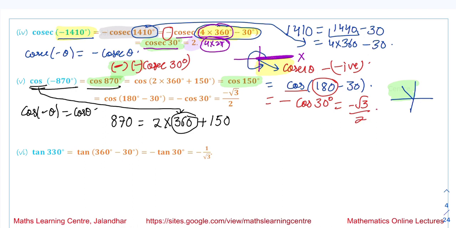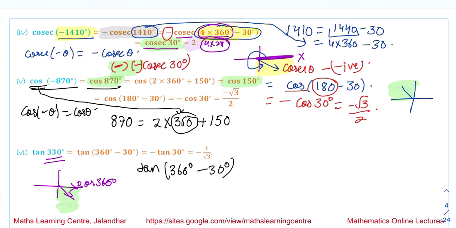Next is tan of 330 degree. So this 330 degree angle over here, this is 0 or this is 360. It means this is lying in this quadrant over here. This angle is lying in the fourth quadrant. So we are writing this is equal to tan of 360 degree minus 30 degree. Clearly this lies in this quadrant where tan is negative. So the answer we obtain is negative, and it is tan of 30 degree, and that is equal to minus 1 by square root of 3.